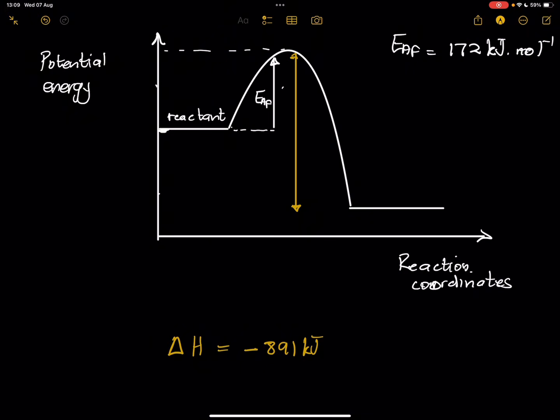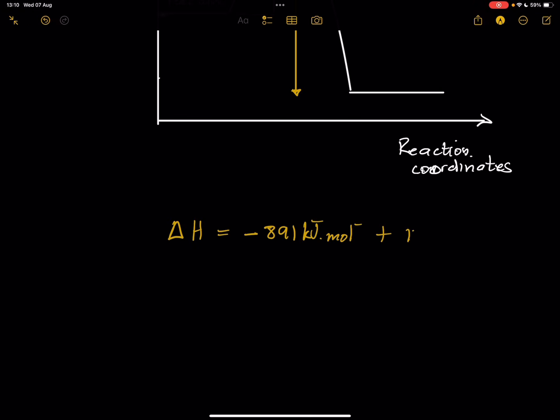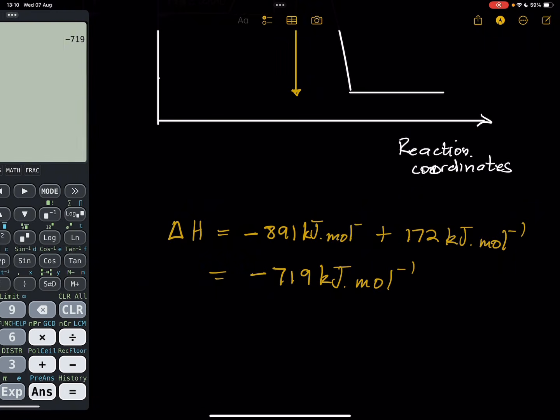Plus, in this case, we absorbed 172 kilojoules per mole. And so if we wanted to get delta H, that will be the difference between the two. So that's negative 891 plus 172, and we get minus 719 kilojoules per mole. I'm just showing you all of this, ladies and gents, just in case you would need it.